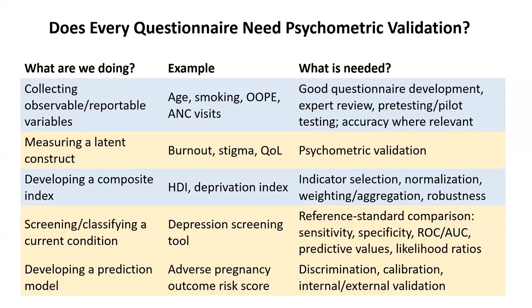The fifth scenario is where you want to develop a prediction tool. You are collecting data, say all of it objective in nature, but you want to come up with a risk score, for example, a risk score to predict pregnancy outcomes. Here it is futuristic in nature. You want to collect the data at the first visit, but you want to predict the risk of adverse pregnancy outcomes. In this scenario, you need to assess the discrimination, calibration, and internal and external validation of the tool you are using.